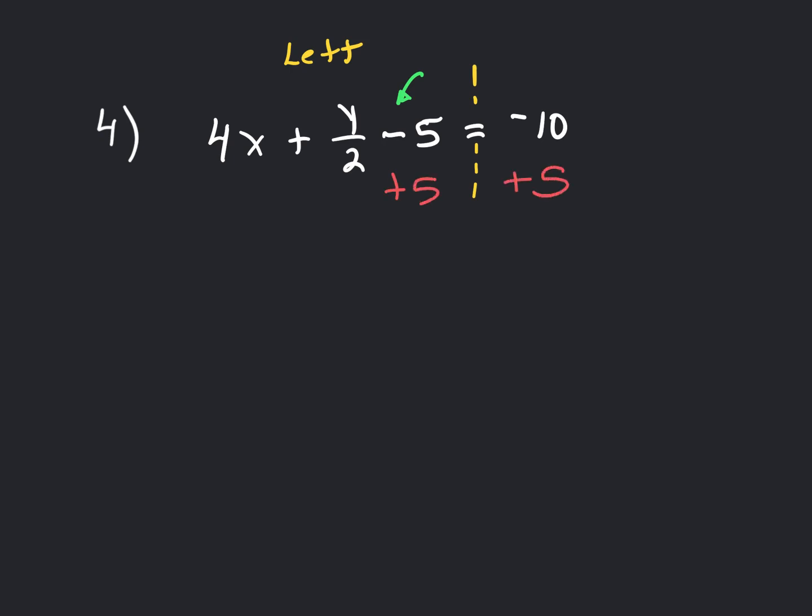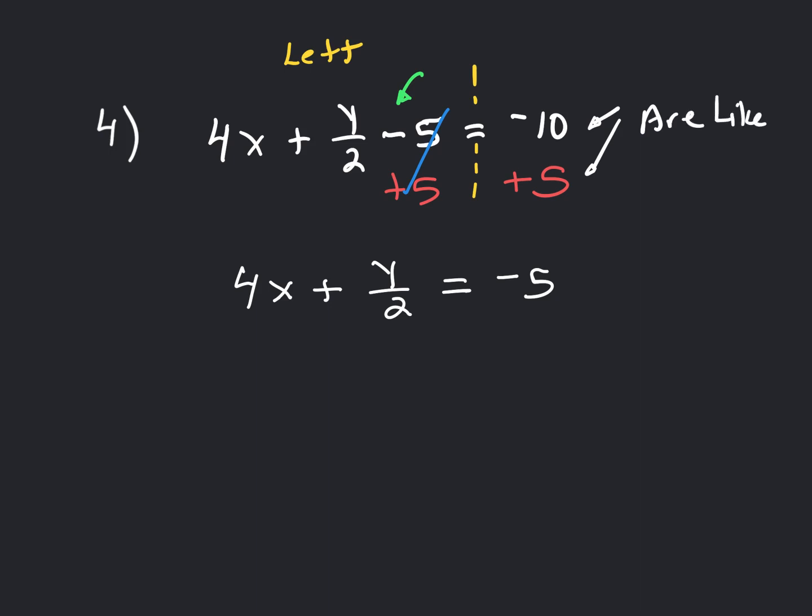A negative 5 and a positive 5 is 0, so that just leaves me 4x plus y divided by 2 equals, and negative 10 plus 5 is negative 5. So we can combine these. These are like terms because they're both numbers without variables, and those are called constant terms. So we can actually add them together. And negative 10 plus 5 is negative 5.